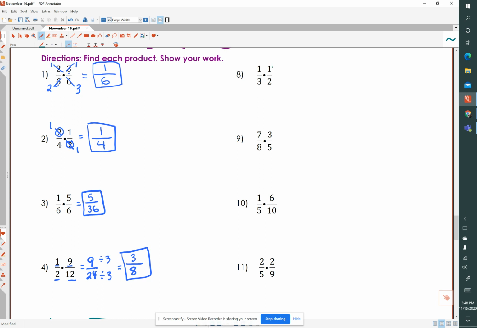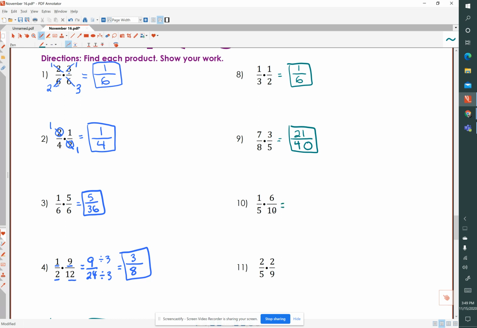Okay, we cannot cross simplify anything with a 1 in the numerator, so we'll go ahead to step 2. Multiply straight across. 1 times 1 is 1. 3 times 2 is 6. We cannot cross simplify the 7 and the 5, nor can we cross simplify the 8 and the 3. So 7 times 3 is 21. 8 times 5 is 40, and that is a fully simplified answer because there are no factors of 21 and 40 that they have in common.